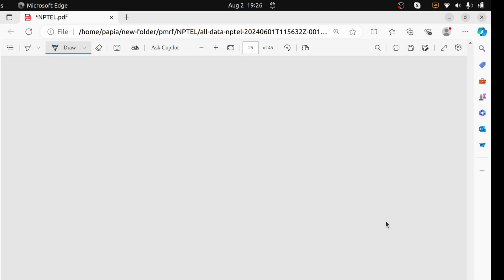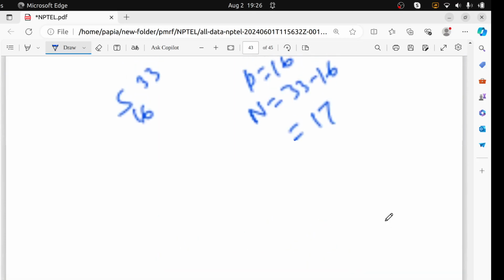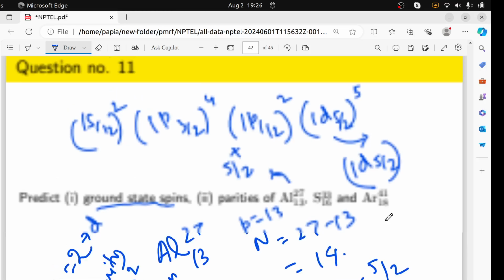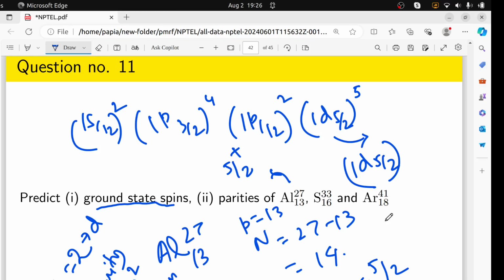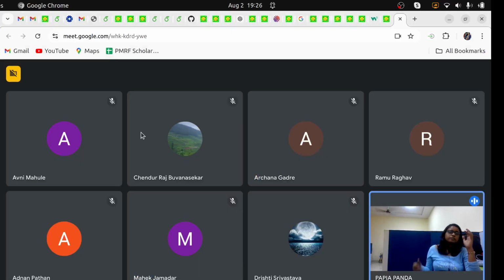Till now, is there any question for today's session? Whatever we were discussing. Okay, aluminium sulfur, and they were asking for the ground state spin. So obviously, all are familiar with ground state spin. Do you have any question regarding today's session?